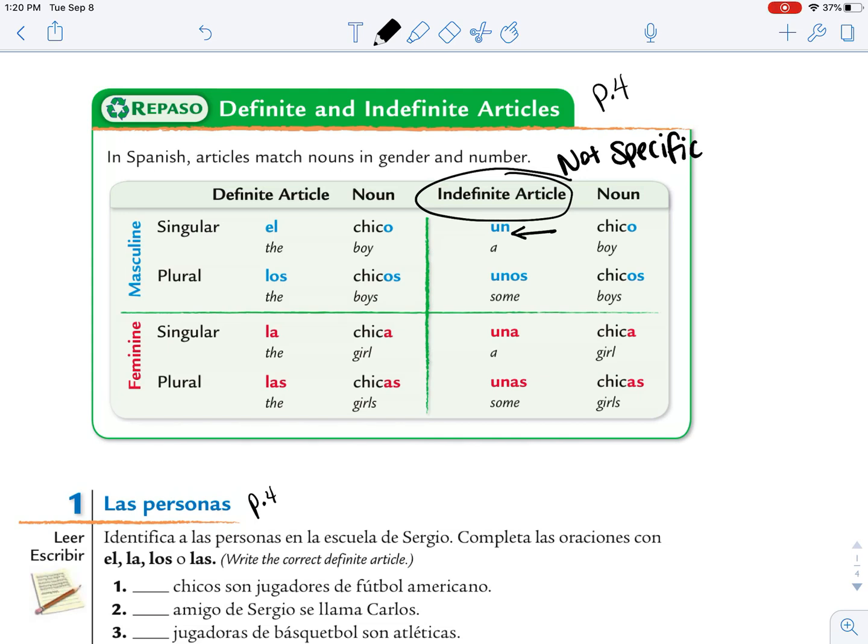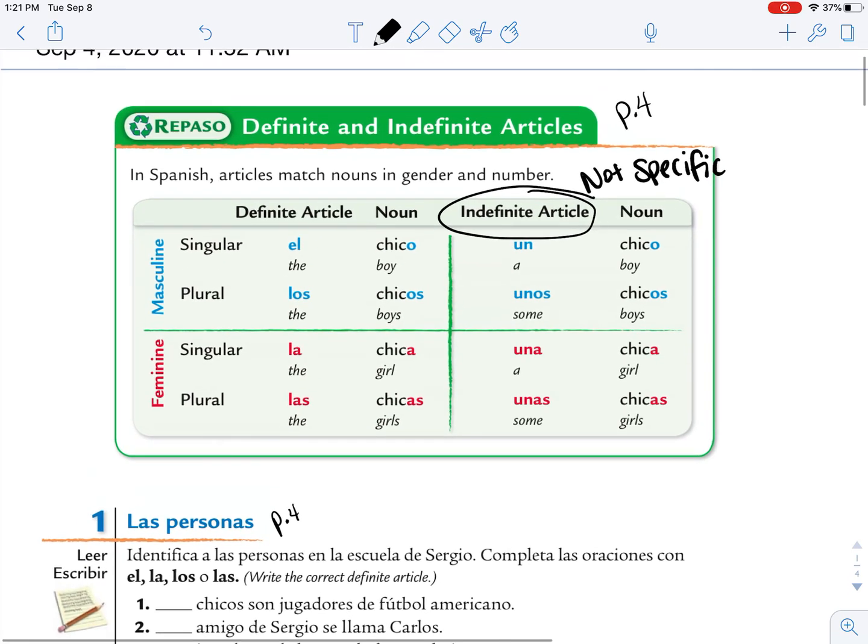Well, what boy are we talking about? Is it one in the classroom? Is it one at home on Zoom? Is it a boy not even in the school? I don't know, or we don't know. Okay, so that is where we're getting that non-specific connotation there.